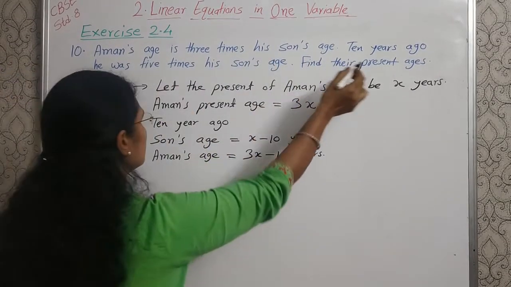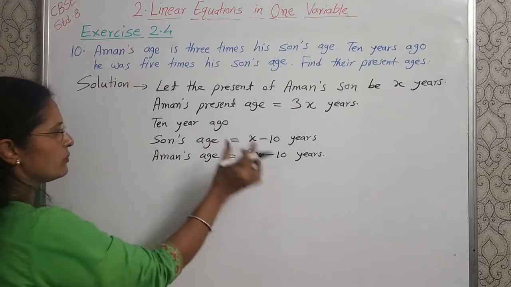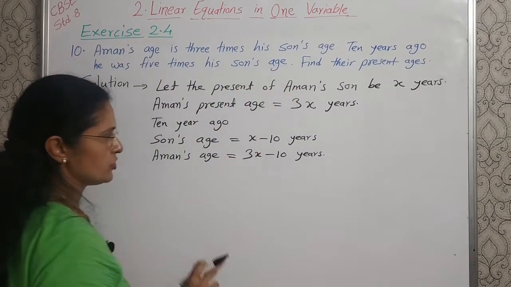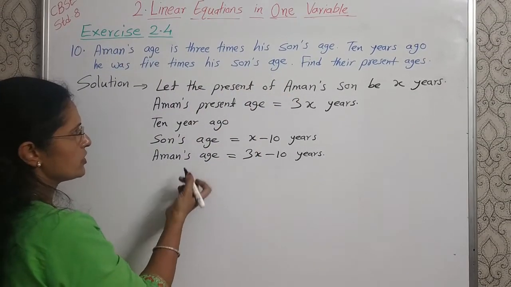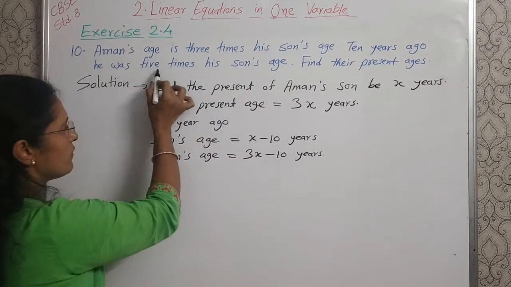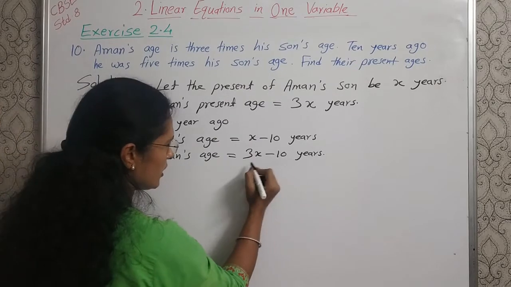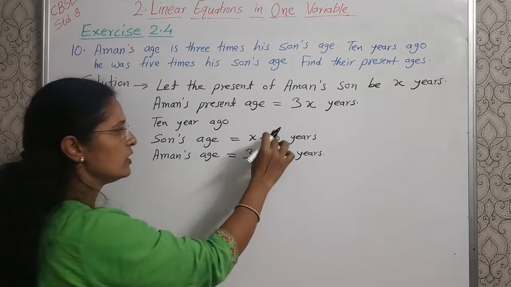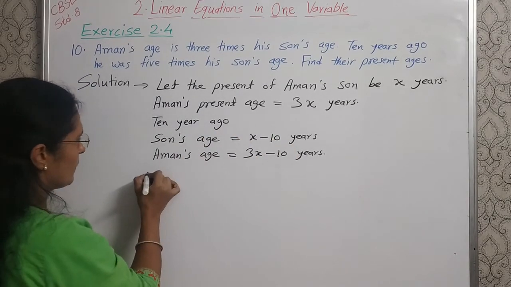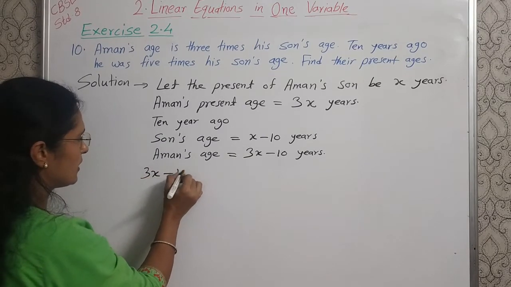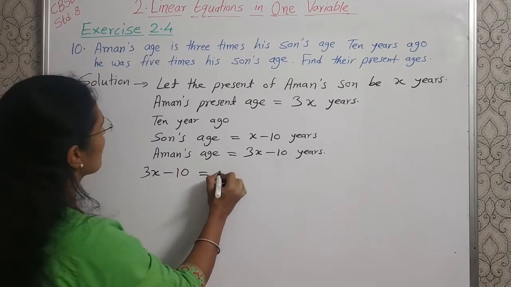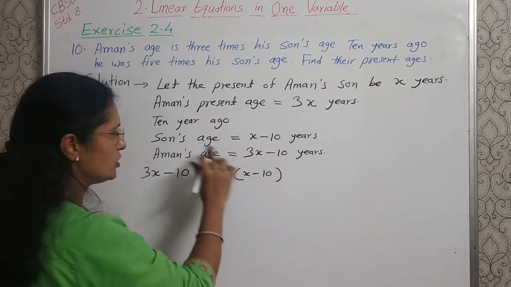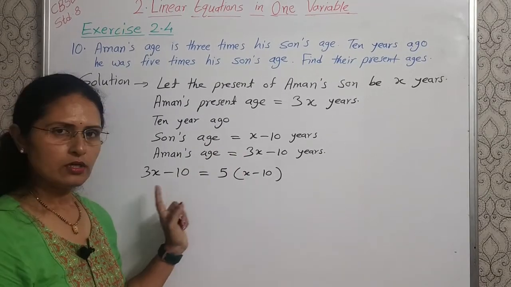Now 10 years ago, Aman's age is equal to 5 times his son's age of that time. So from the given condition, he was 5 times his son's age. Aman's age is equal to 5 times of son's age before 10 years. So we will get the equation 3x minus 10 is equal to 5 multiplied by son's age before 10 years. So this is the linear equation.